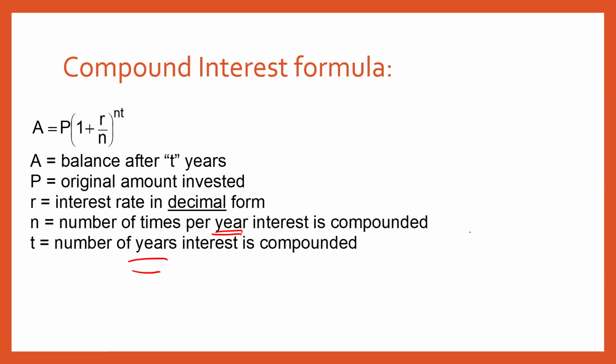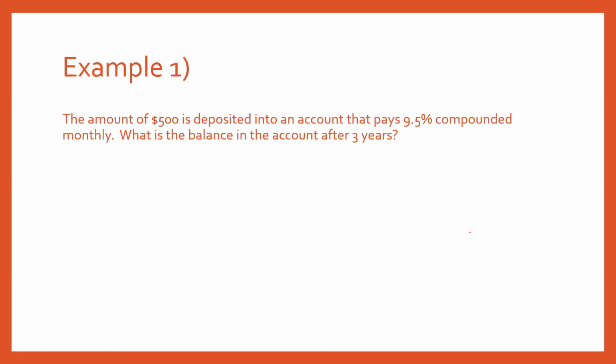And with example number 1, we're going to read it and go through and identify our variables. Cool? So up first, we have the amount of 500 is deposited into an account that pays 9.5% compounded monthly. What is the balance in the account after 3 years? Okay. So going through our variables, first we're going to start with A. Well, we currently do not know A, right? We don't know A. Our P, our principal, our initial amount. What was our initial? 500.